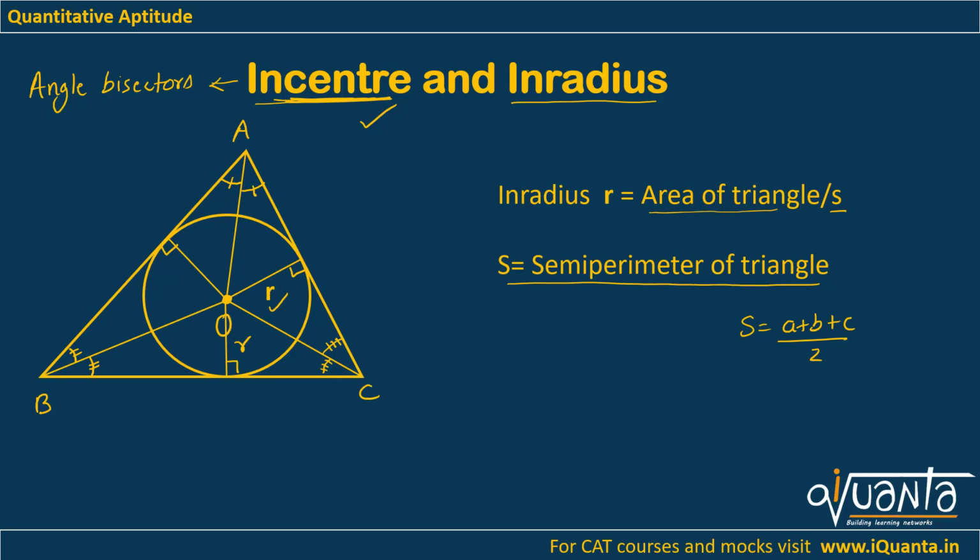You simply have to draw the angle bisectors, wherever they'll intersect, that will be our incenter. Then from that incenter we'll draw perpendiculars on all the sides to find out the inradius. We'll draw an incircle. This circle is known as incircle. This radius R is called the inradius and the center is called the incenter.